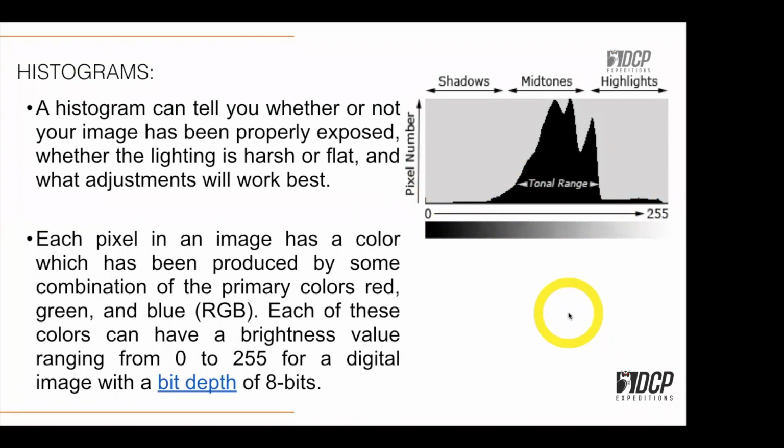Okay, each pixel in an image has a color which has been produced by some combination of primary colors. What are those? Red, green, and blue. And each of these colors can have a brightness value ranging from 0 to 255, as I said. And for a digital image, the bit depth is 8. So 2 to the power 8 is 256. So JPEG gives you a total of 256 tonal values.